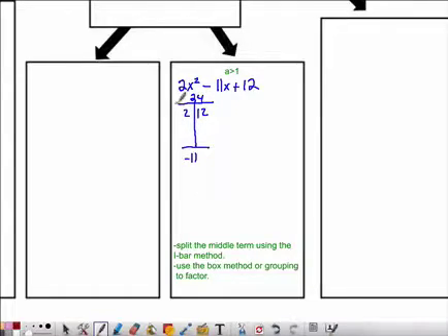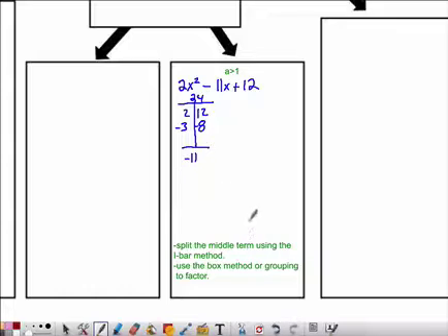So next I'm going to try 3 and 8. Well, 3 and 8 could add to 11. I just need to figure out what's going on with my negative signs. So they need to multiply to a positive 24. That means that they both need to be negative. That way they would add to a negative 11.